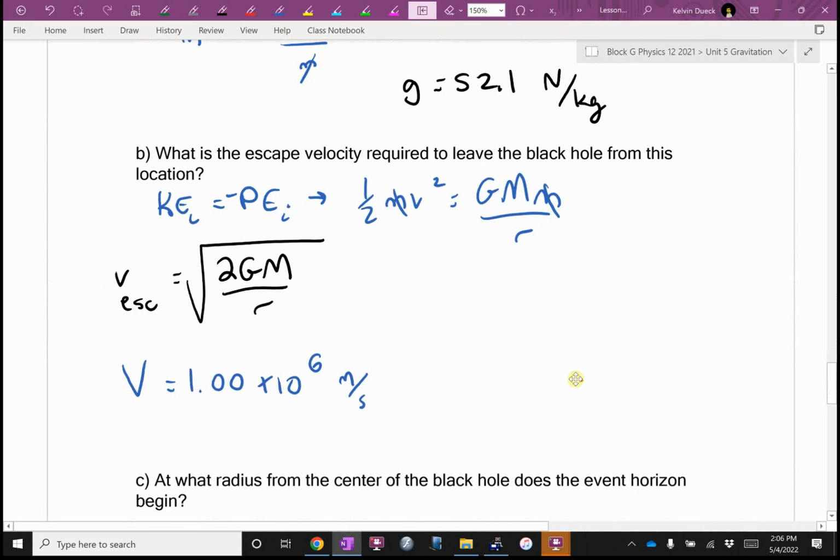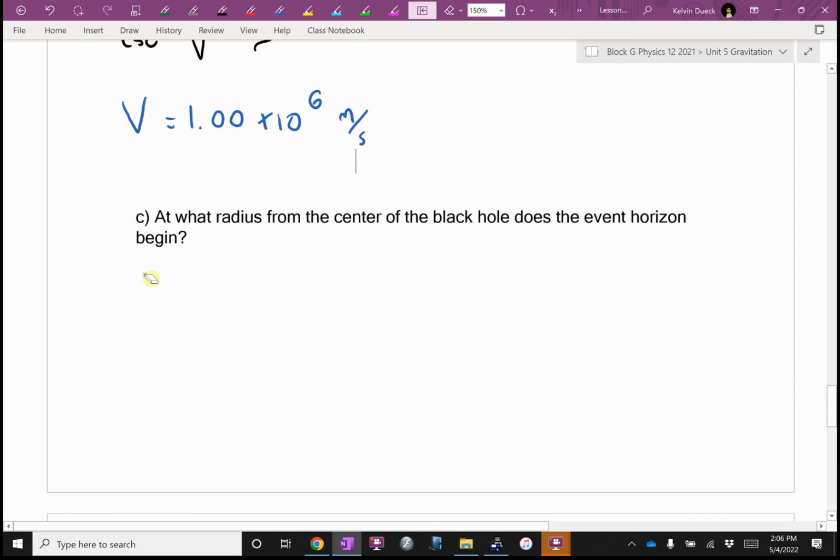So, if you moved closer, would escape velocity be bigger, smaller, or stay the same? Well, as this number gets smaller, as R gets smaller, what happens to this answer? Bigger. That leads us to this concept called the event horizon. What's the event horizon, or the Schwarzschild radius? That is when v escape equals the speed of light.